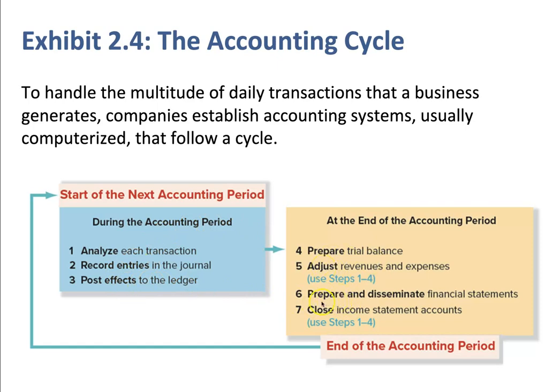And then we'll prepare the financial statements, and we will close the income statement accounts. That ends our cycle, and we start again by analyzing each transaction in the next cycle. So the accounting cycle basically means repeating those steps over a period of time. It could be a month, a quarter, or a year. Now typically firms choose a monthly accounting cycle, which means they repeat the steps and close the accounts within a month.